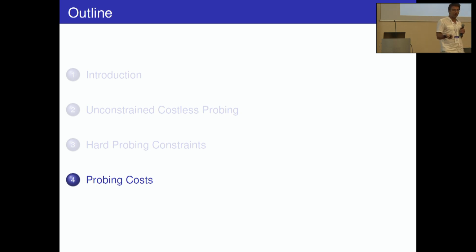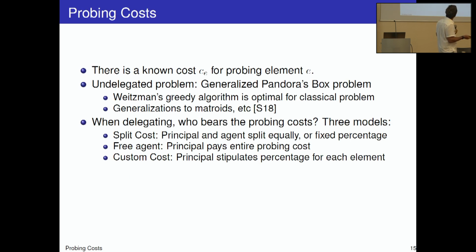Let me now look at soft probing constraints, where you have costs for probing different random variables. So for each element E, there's a known cost C sub E for probing it. Now, if you think of the undelegated version of the problem here, this is just a generalized Pandora's box problem. Some of you may be familiar with the classical Pandora problem, where you're trying to pick one of n options. This is a generalization where you can pick a subset of the options subject to constraints. And these kinds of generalizations have been studied, starting with the work of Singla, and Brendan had some interesting work on there as well. It's very interesting. Okay.